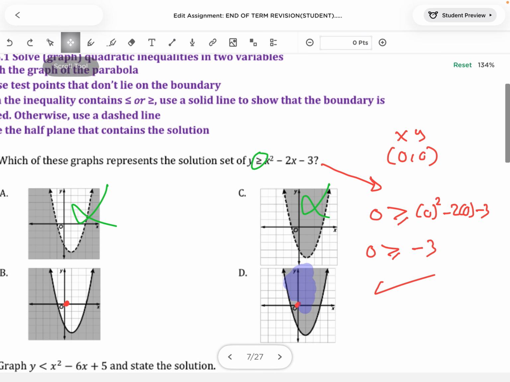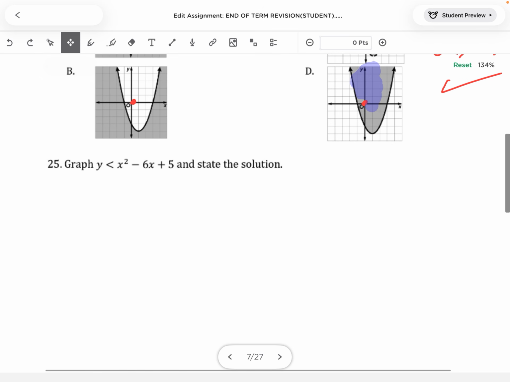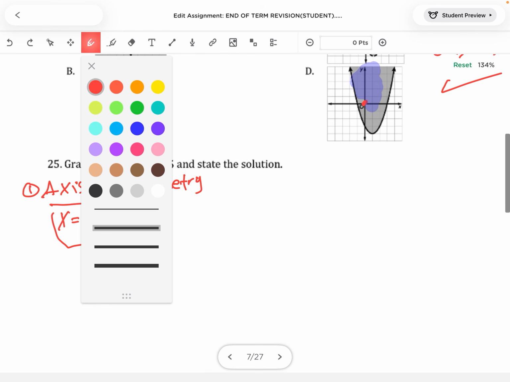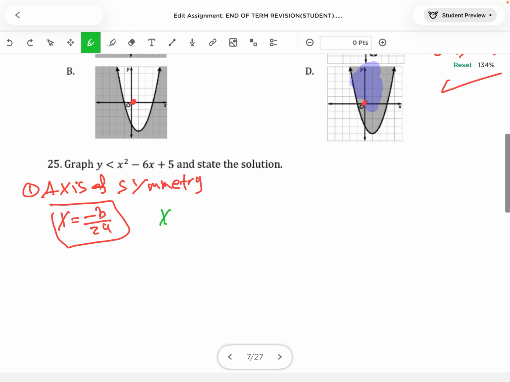This is an easy question compared with this one. They will ask us to graph, then find the solution. So the first step is I will find the axis of symmetry. x equal negative b over 2a, and you can work on it straightforward. So x will be minus negative 6 over 2 by 1. So the value of x will be 3.